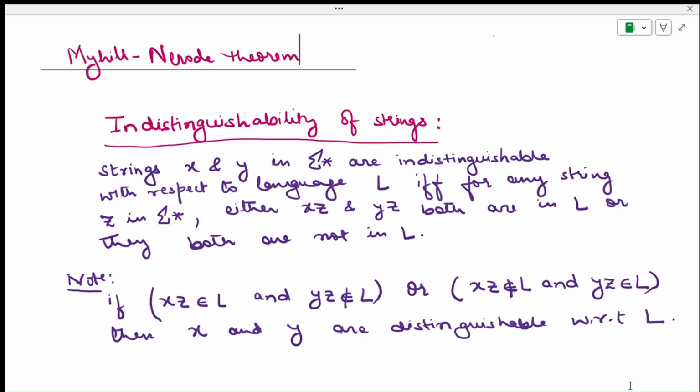Try to understand this. Suppose you have two strings x and y that belong to sigma star, and we will check if they are indistinguishable with respect to L. We'll take some string z that also belongs to sigma star and concatenate x with z and y with z. If xz and yz are both in the language, then we say that x and y are indistinguishable. Or if both of them are not in the language, then we also say they are indistinguishable with respect to the language.